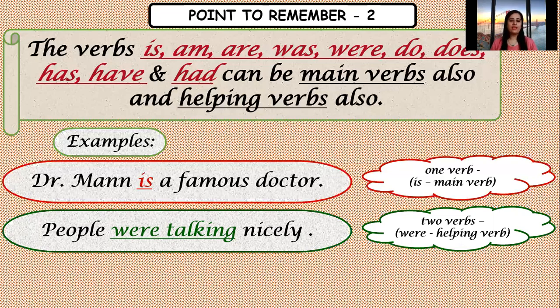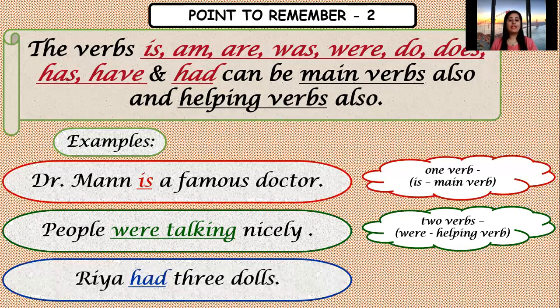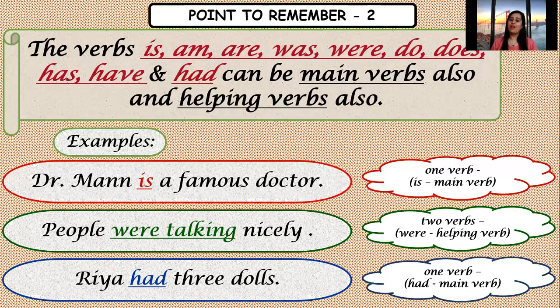Now, one more example. Ria had 3 dolls. Now, the verb here is "had" and there is only one verb. So that means "had" here is the main verb. Understood? So the position, the place of the verb will decide whether it is main or helping.